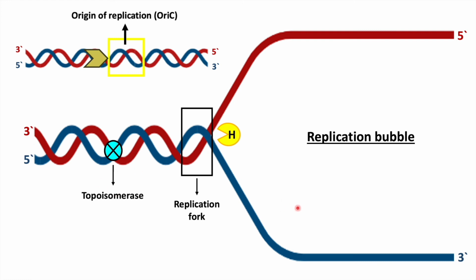which can be prevented by the topoisomerase enzyme. And lastly, these two separated strands have a high affinity for each other and can reconnect or rejoin. To prevent this reconnection, there is a single-stranded binding protein which binds to the single-stranded DNA and keeps the strands separated, and it also protects them from nucleases, which are responsible for degrading single-stranded DNA. So this is the basic process of initiation of DNA replication.